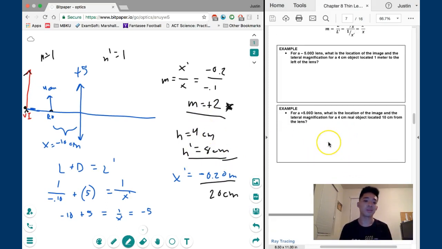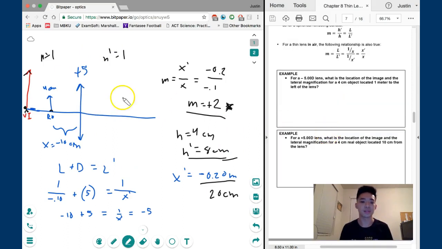Cool. And so hopefully you guys can see how I set things up. I draw it out, then I write the equation below it, and then I plug in what I know and solve for it. I know I'm going kind of fast, so I apologize if it's a little fast, but let me know if you have any questions.